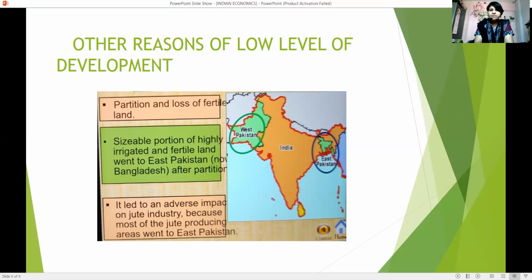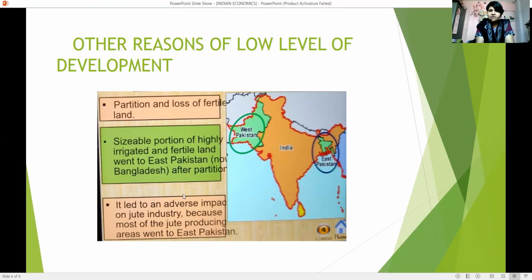Now, if you see the partition, when it took place, you can see in this map of India that there were two parts, West Pakistan and East Pakistan. And if we talk about West Pakistan, the total jute industry went over there. India was very good in jute, cotton, silk, but among that, the jute industry was totally located in this part that went to Pakistan due to the partition.